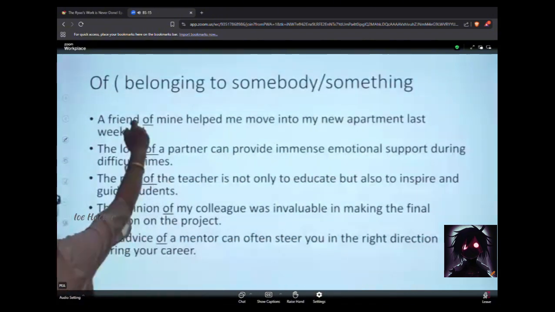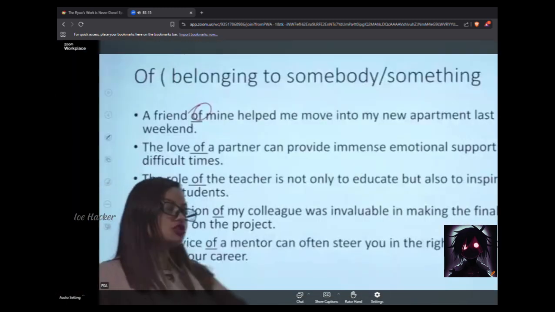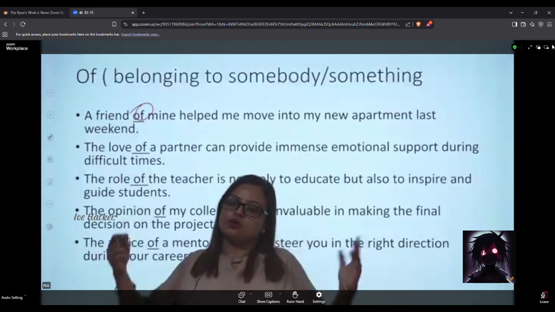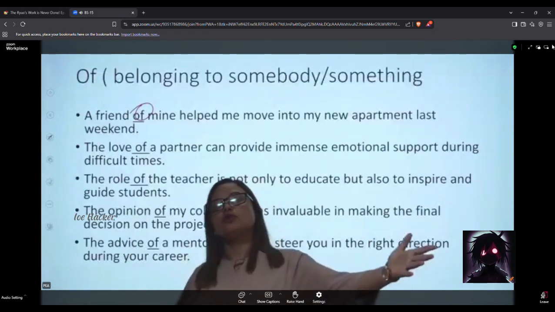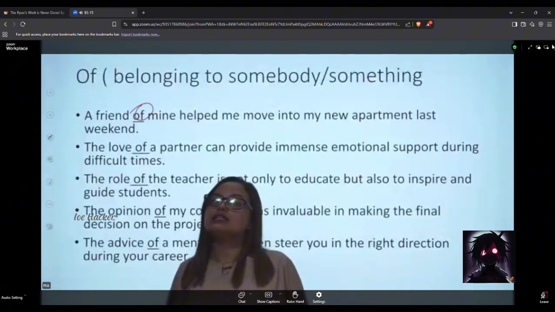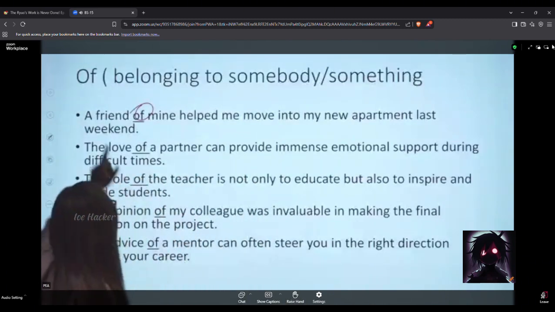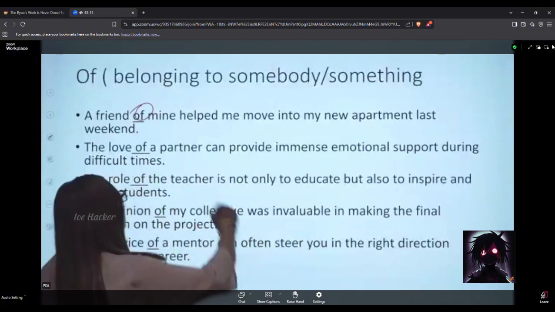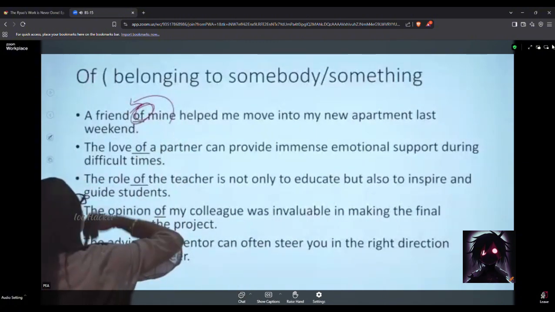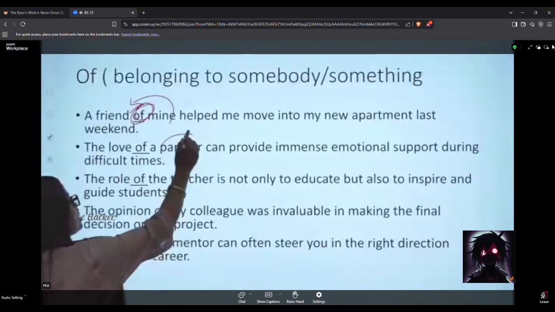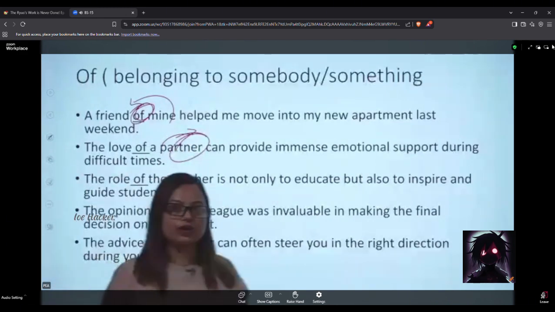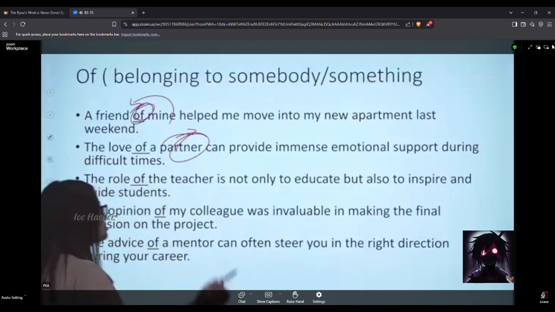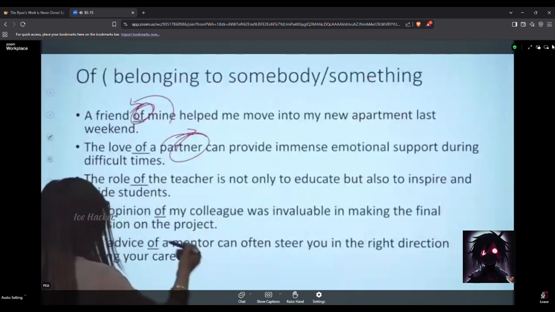A friend of mine, of your ex. It shows possession. Possession means belongings: mine, yours, your own. So a friend of mine. Whose friend? My friend. So here the belonging of mine is shown by of. The love of a partner. Whose love? The partner's love. Here of shows the partner's belongings. You can consider it in that way.